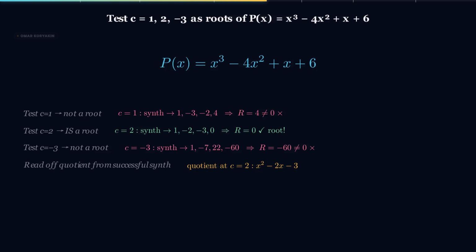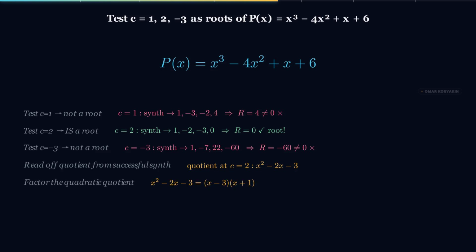Step 4. Reduce using the found root. Since c equals 2 is a root, we can extract the factor x minus 2 and reduce p. The quotient from the synthetic division tableau in step 2 has coefficients 1, negative 2, negative 3, giving the quotient polynomial x squared minus 2x minus 3. So p of x factors as the quantity x minus 2 times the quantity x squared minus 2x minus 3.